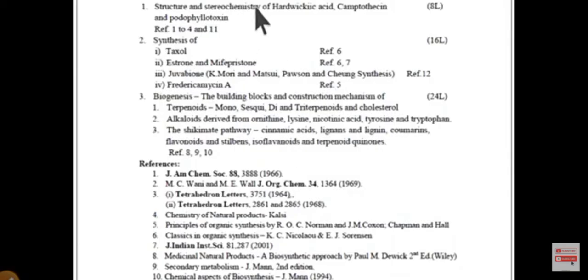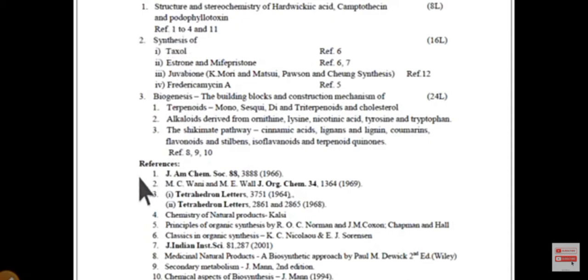CHO450, Chemistry of Natural Products. Chapter 1 is Structure and Stereochemistry of Hydrochloric Acid, Camptothecin and Podophyllotoxin. So today we are going to discuss camptothecin. The references which we are going to see are reference number 1 to 4 and 11.